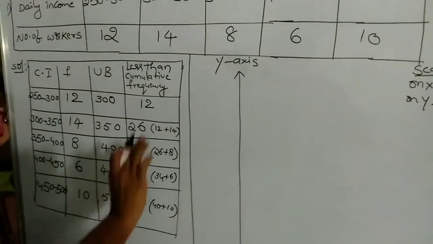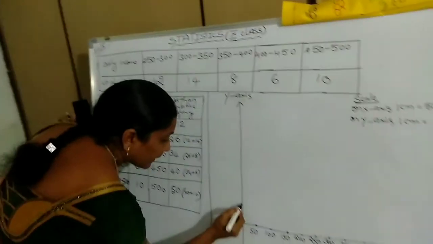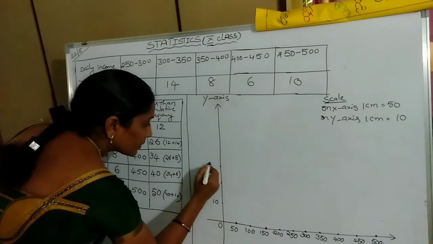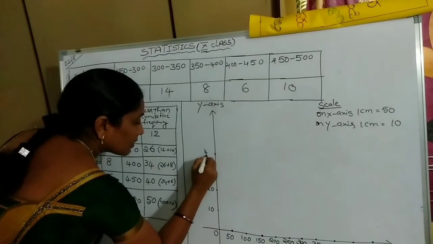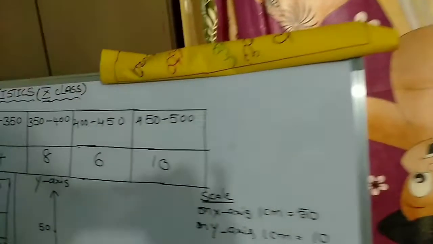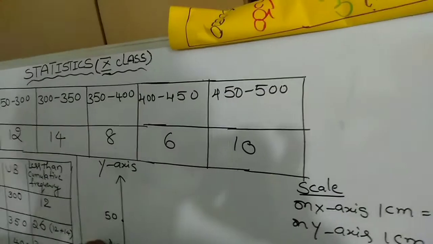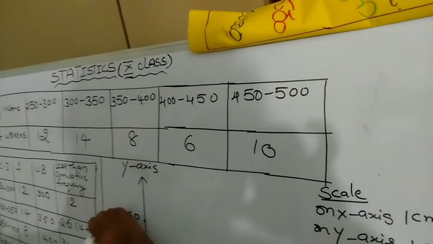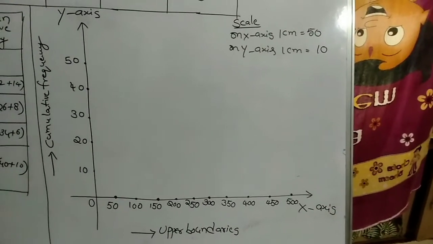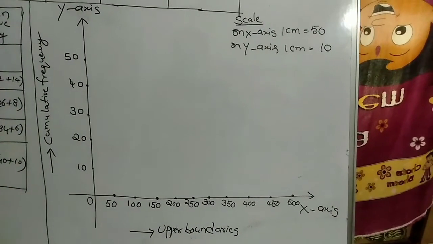To the convenient scale, we can take the y-axis as 10 units: 10, 20, 30, 40, 50. So on the y-axis, we take cumulative frequencies. By plotting the points, taking the x coordinate on the x-axis and the y coordinate on the y-axis, we can write the points like this.